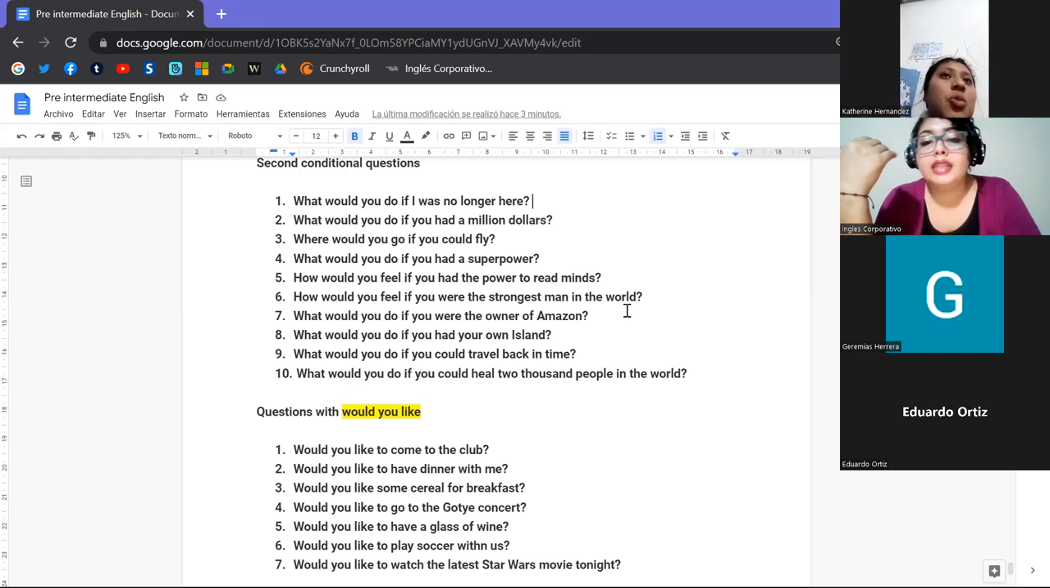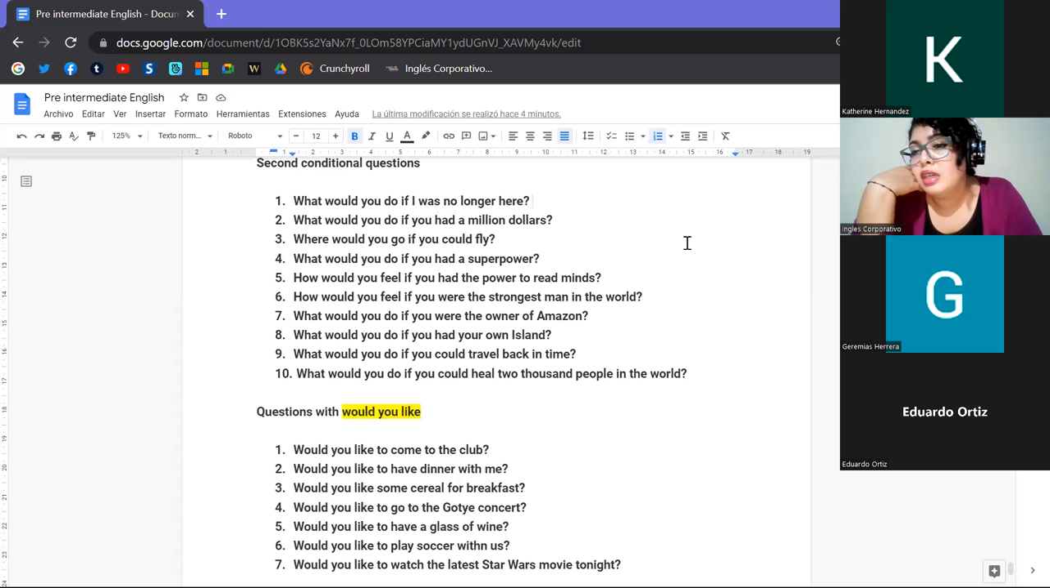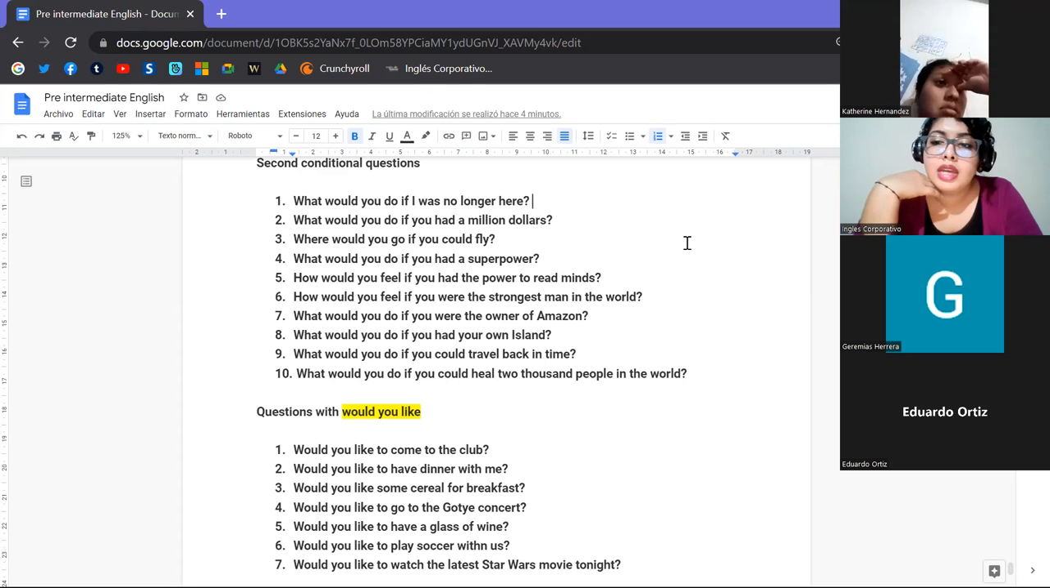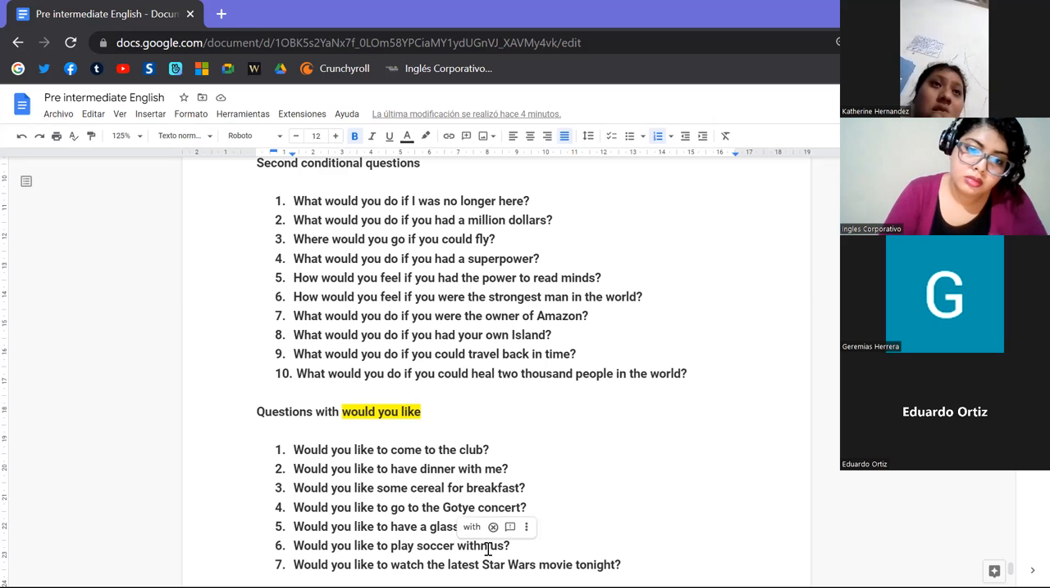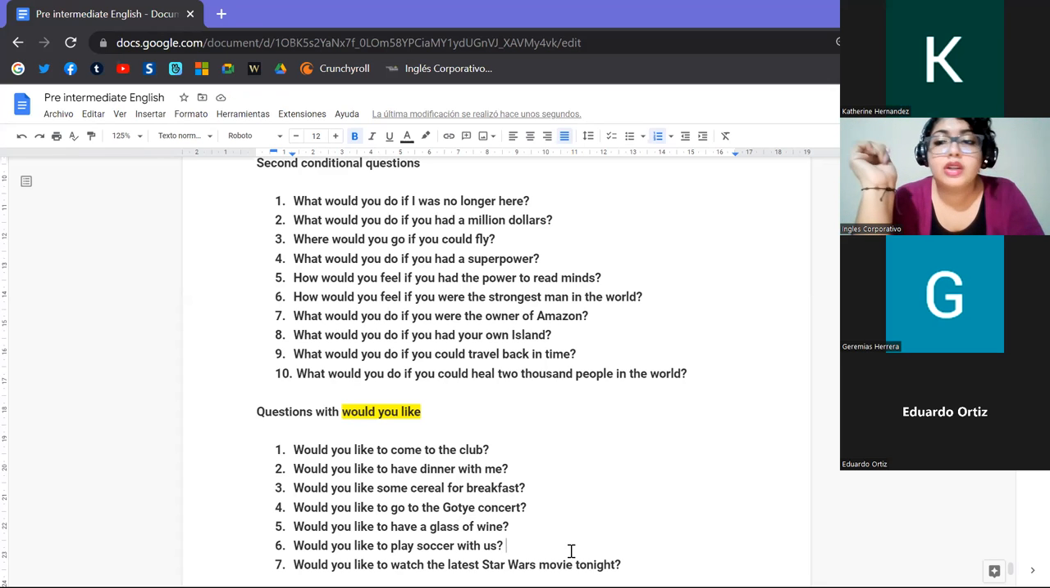But in the second one, that is, would you like, tenemos como una opción más cerrada de respuesta. Porque estamos viendo que podemos responder sí o no, or we can have another kind of answer, that is, later. Maybe later. No solo vamos a decir sí o no, sino que también podemos utilizar el tal vez después. For example, would you like to play soccer with us? ¿Te gustaría jugar fútbol con nosotros o balompié con nosotros? Yes, I would like to play soccer, or no, I wouldn't like to play soccer, or maybe later, or in a moment. In that case, we just have a short answer for that kind of question.